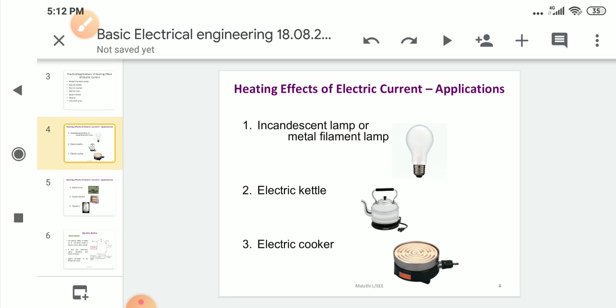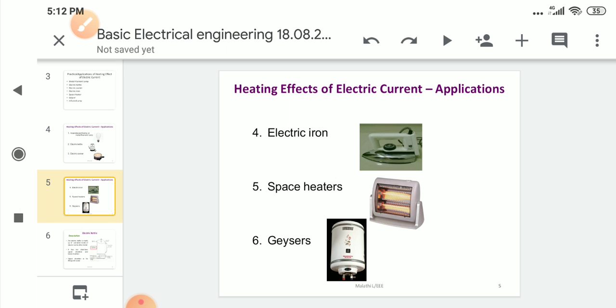For automatic control we use thermostats, for automatic iron box, electric kettle and cooker, electric cooker, that type of applications. For geyser also. Mostly we use nichrome as a heating element due to its high resistivity.